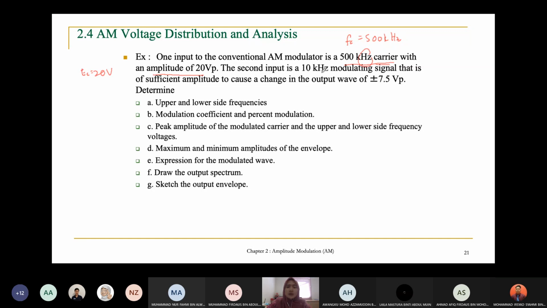The second input is a 10 kilohertz modulating signal, so you know that FM is equal to 10 kilohertz, and it has sufficient amplitude to cause a change in the output wave of plus minus 7.5 Vpeak. So this is the EM. EM is equal to 7.5 volts. Determine the upper and lower side frequency. Try and calculate this one. This is frequency, so the question asks you to find FUSF. FUSF is FC plus FM. FLSF is FC minus FM.